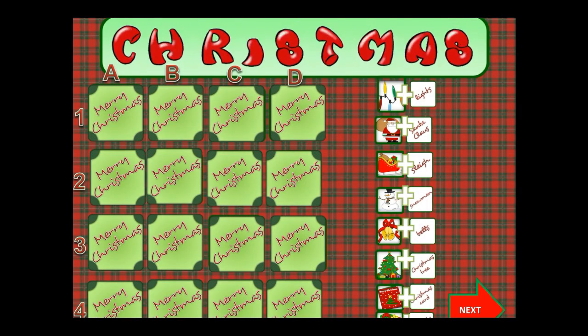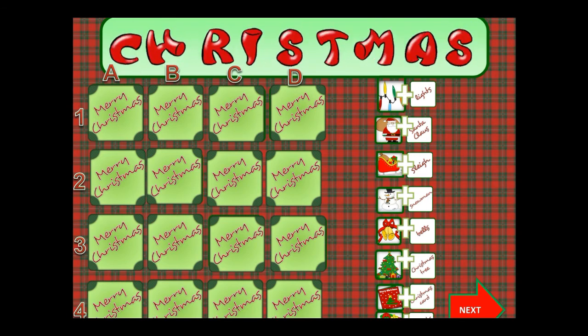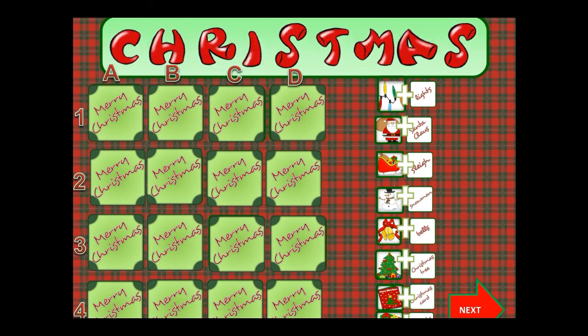And my final game is a memory match game. And you can see here I've got pictures, and I also have their corresponding words. So what they have to do is match the pictures with the words, and they get points for doing so.